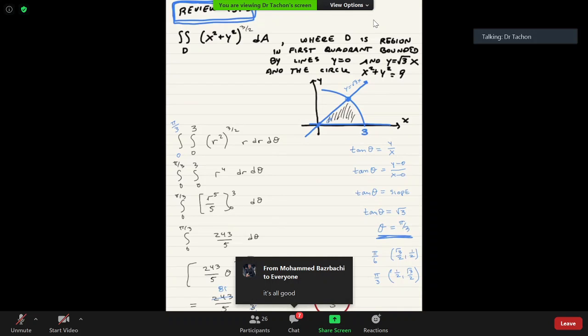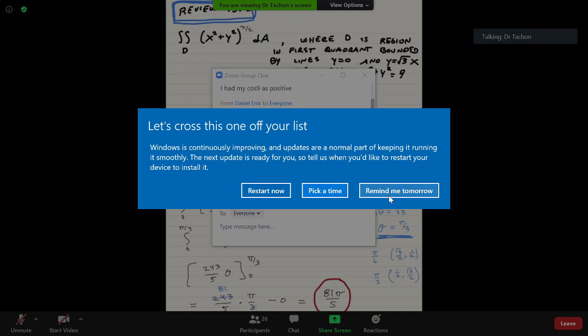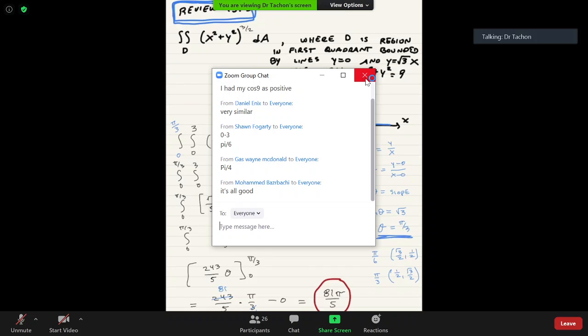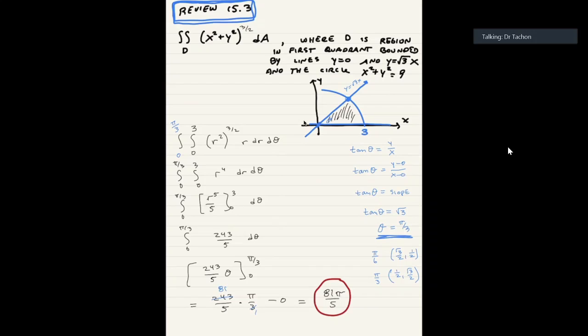We want to explain the r to the 4th. Someone wants to know where the r to the 4th came from. I simplified this here. So when you take the r squared and raise it to the 3 halves power, and then multiply by that r out here, I combined all these.